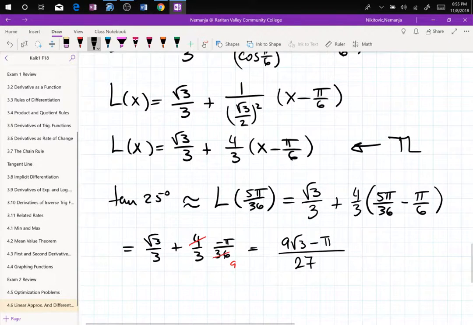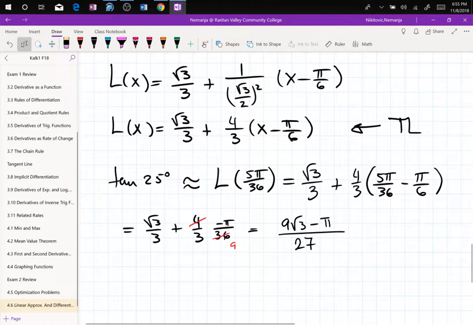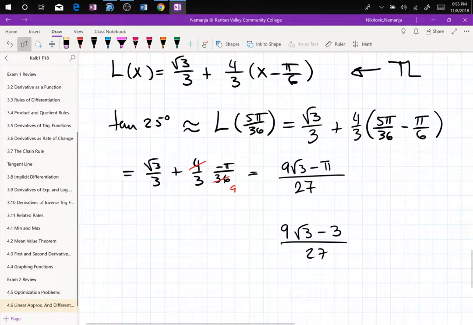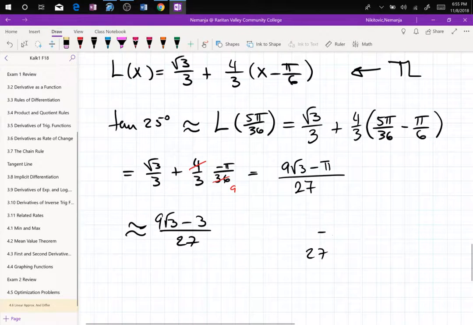So now you have this, and you still have no access to a calculator. What now? Well, do not despair yet. Isn't that pi like 3? It's 3.14, but who cares? So you have 9 root 3 minus approximately 3 over 27. Well, that cancels by 3 everywhere. So you can still reduce these things. So when I cancel, 9 square root of 3 minus 3 over 27. So now I cancel 3. So that's going to be 3 root 3 minus 1 over 9.